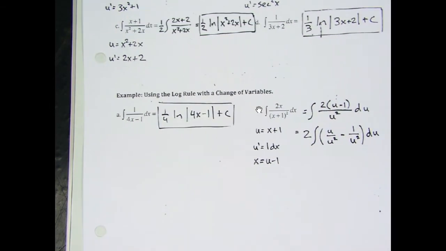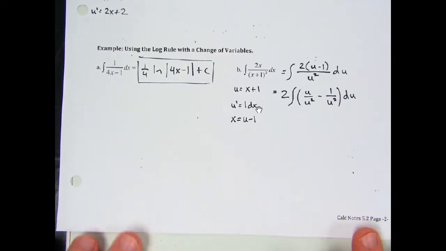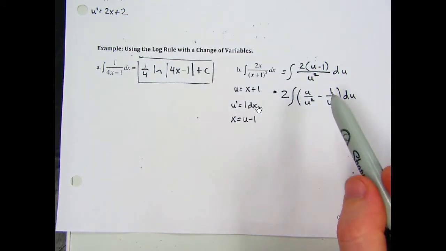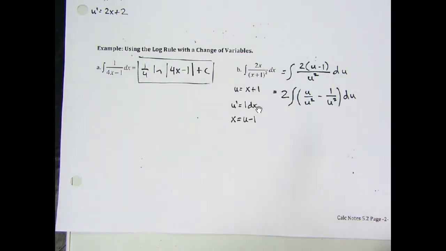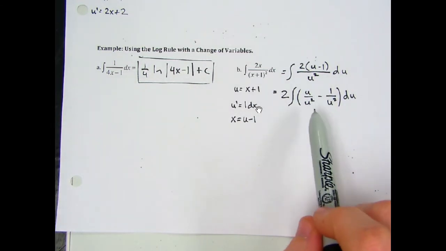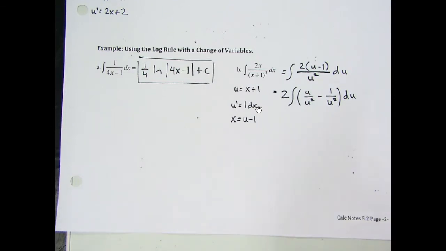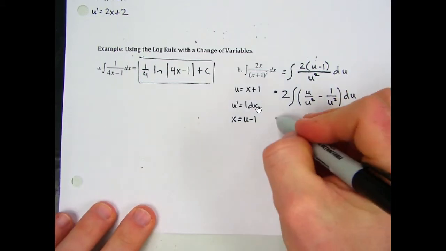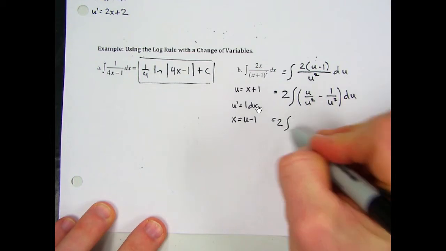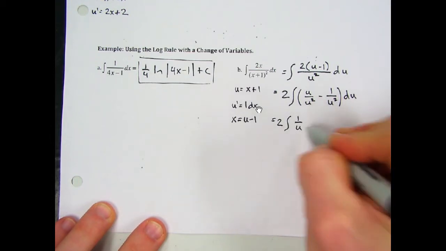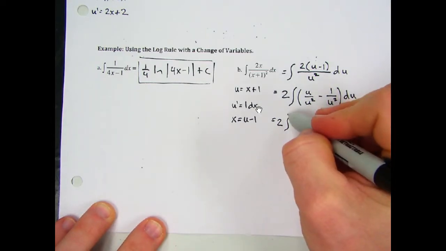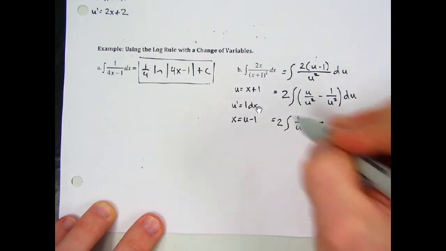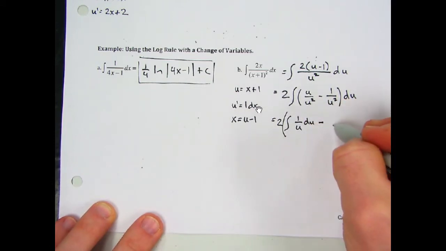Yeah, so u over u squared minus 1 over u squared. That's going to be important because when we look at this now, we have some simplification that can happen, right? u over u squared, isn't that just 1 over u? Yeah. Okay. And then the next one here.